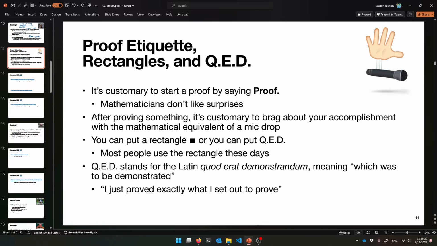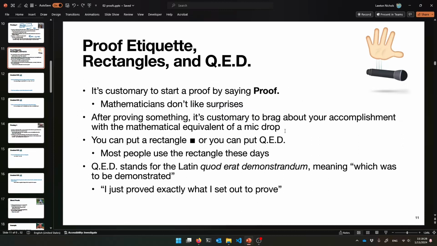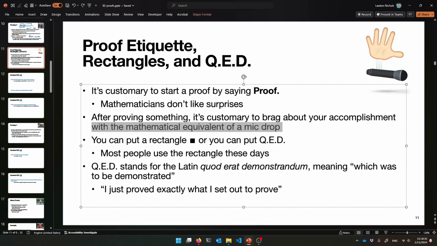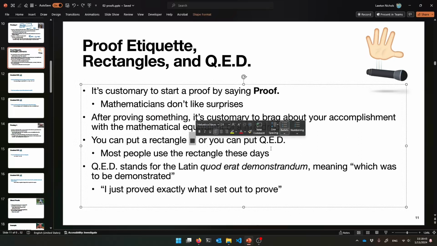And then after you're done proving something, it's also customary to just shout out and say, heck yeah, I proved the thing that I was trying to prove. You're essentially including in your proof the mathematical equivalent, I swear to you, of a mic drop. So that's when you put a rectangle at the end of your proof. That is a mic drop, essentially. It's saying that I just did that. I proved my proof, and it's done.